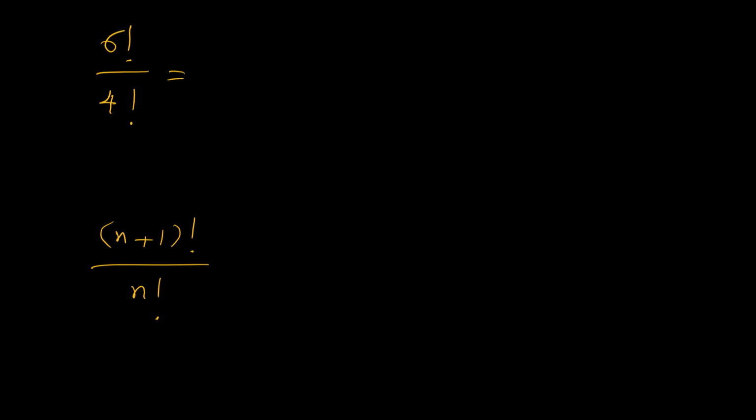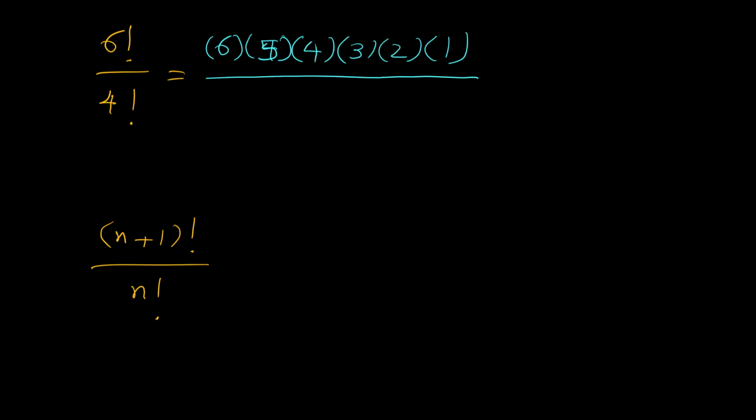Now look at these examples. We want to do some simplification here and find the value of these expressions. 6 factorial divided by 4 factorial. Based on the definition, what is 6 factorial? 6 factorial is 6 times 5 times 4 times 3 times 2 times 1. What is 4 factorial? 4 factorial starts from 4, then 3, then 2, 1.